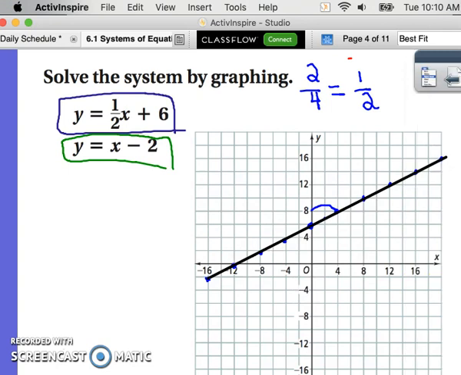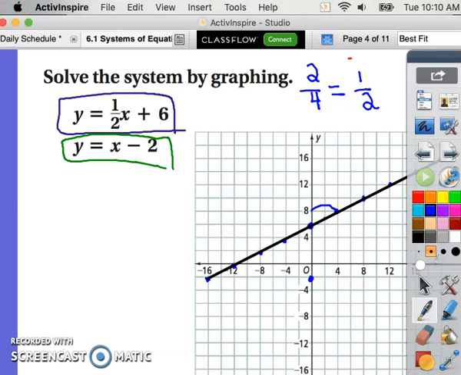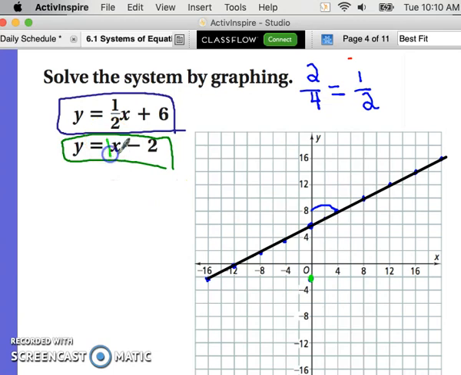Then I'm going to go on to my second equation. My y-intercept is -2, so I'm going to put a dot at -2. Oh, I want to change colors. And then my slope is 1, so up 1 over 1. Technically, again, I'm going up 2 over 2. Does that reduce down to 1? Yes. Okay, so up 1 over 1 until I intersect this other line, which I did right here.